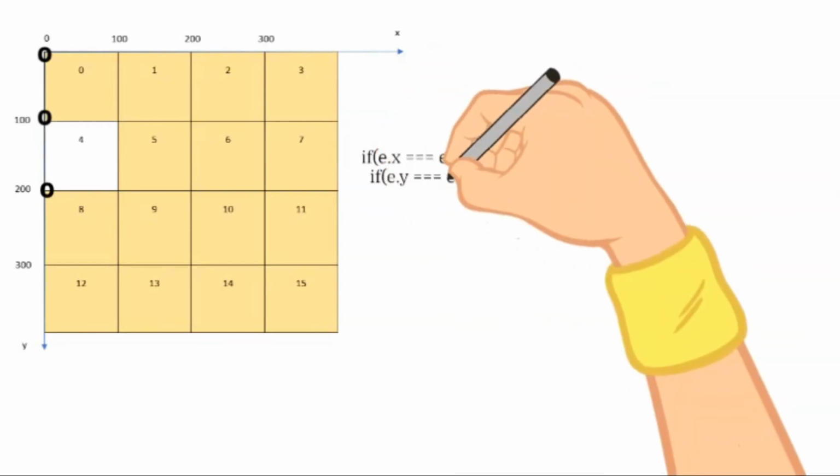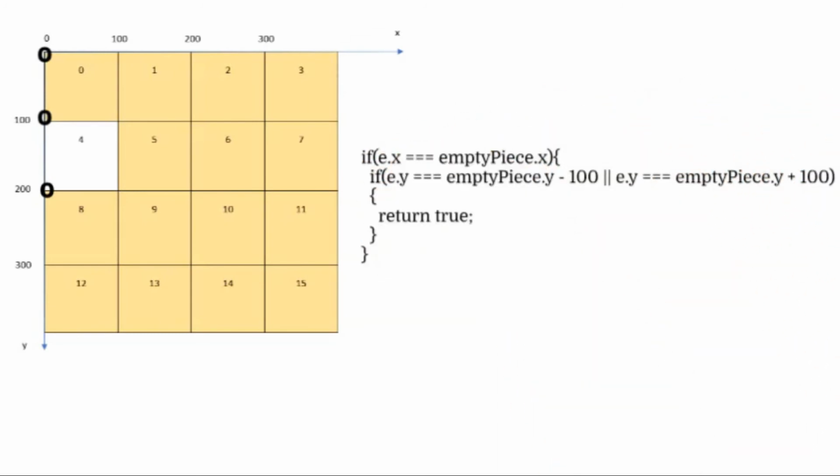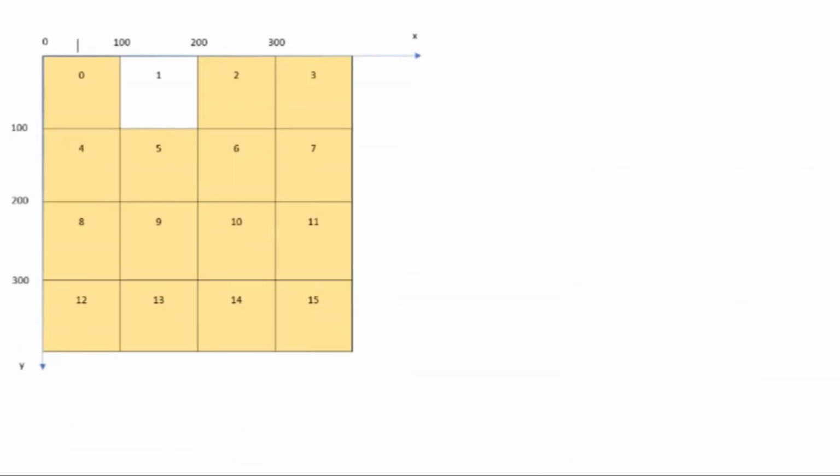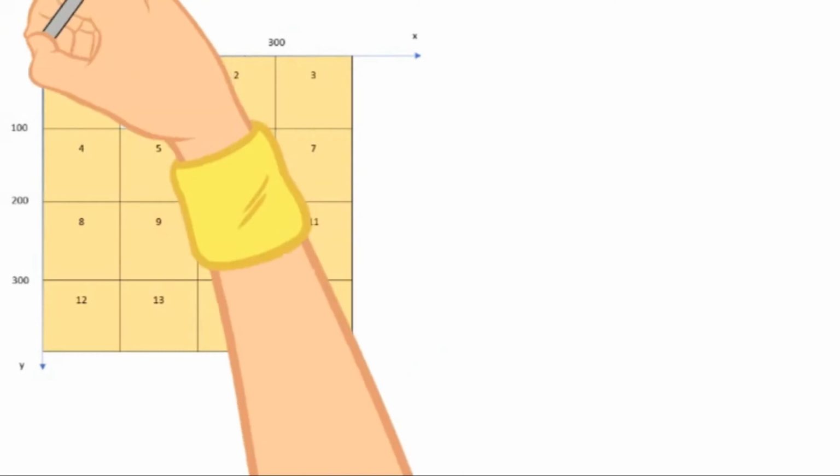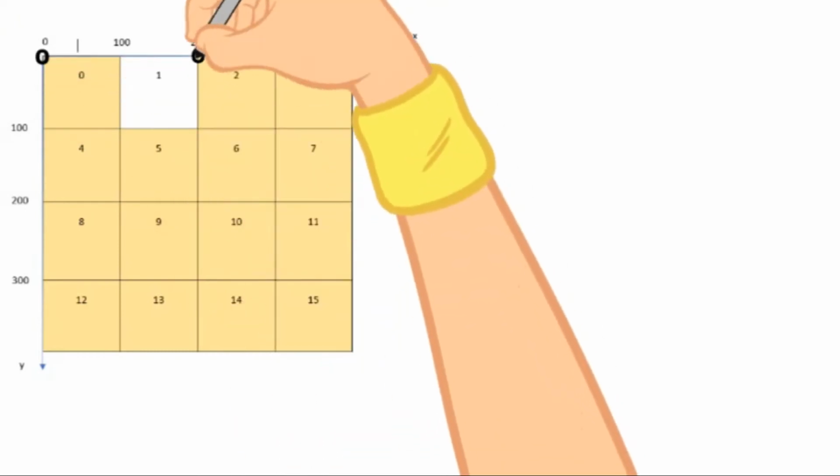If the current piece has the same x value as the empty space, and if the y value of the current piece is less or greater than the empty space by 100 pixels, we can move this current piece to the empty space position. Similarly, if we consider the horizontal direction, meaning the pieces have the same y value, if the current piece's x value is less or greater than the empty space's x value by 100 pixels, the current piece is able to be moved.